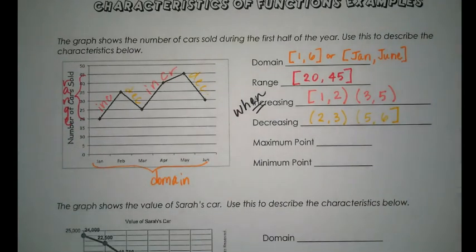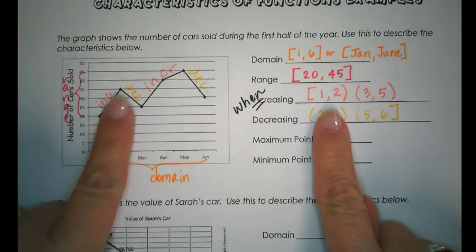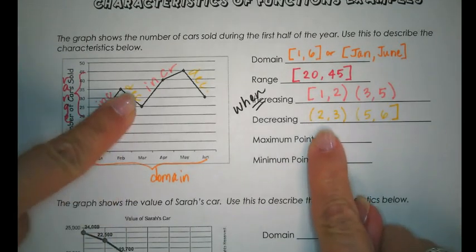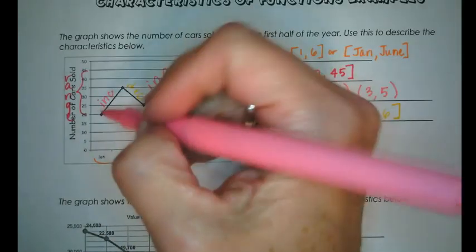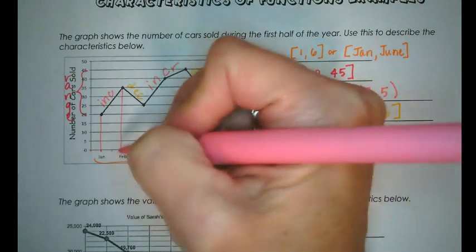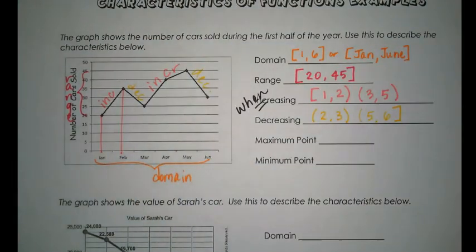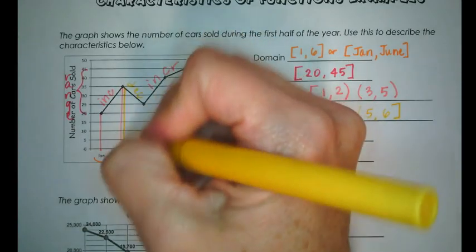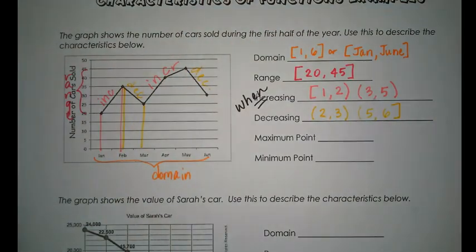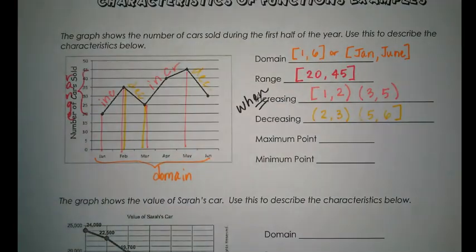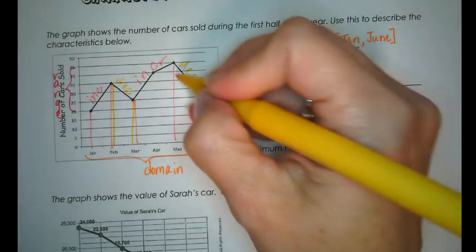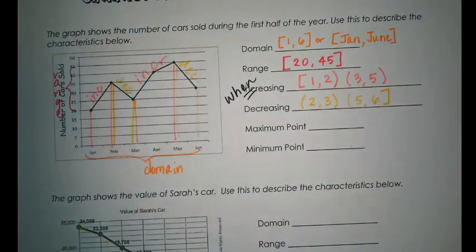So basically what's happening here is I'm shifting between increasing and decreasing, increasing and decreasing. So from here to here, the car sales were increasing. From here to here, my sales decreased. Between March and May, my sales increased. And then again, between May and June, my sales decreased.